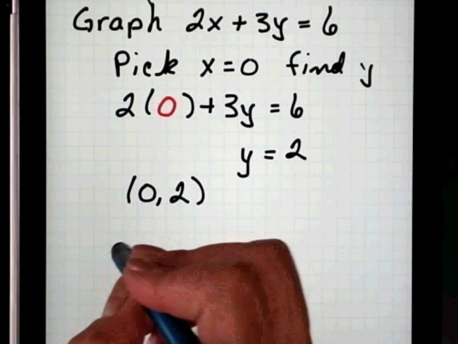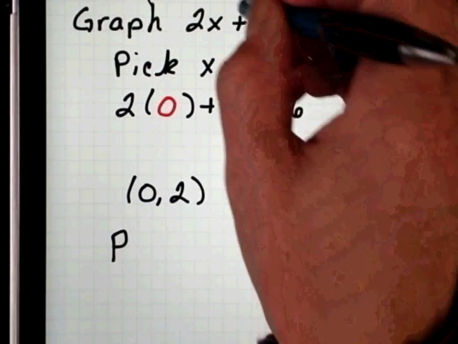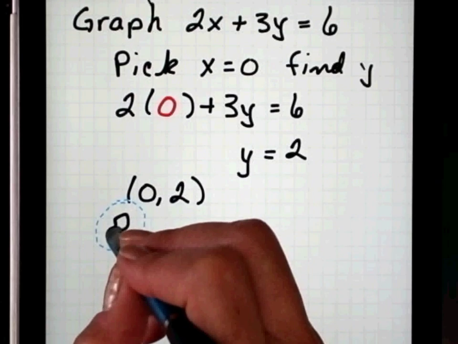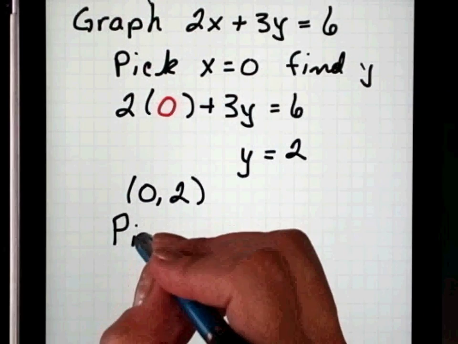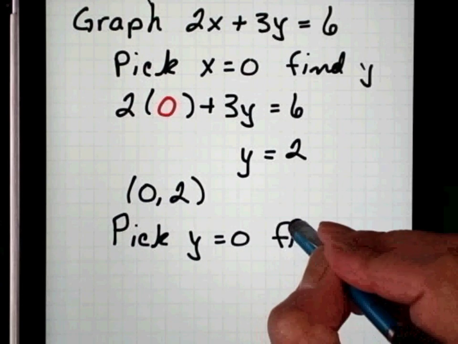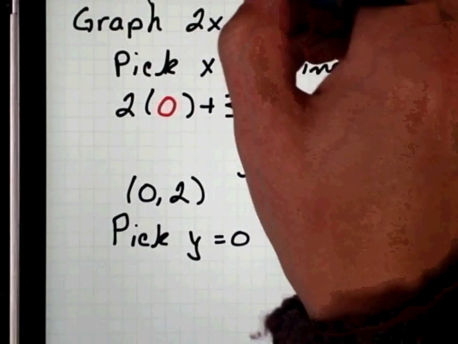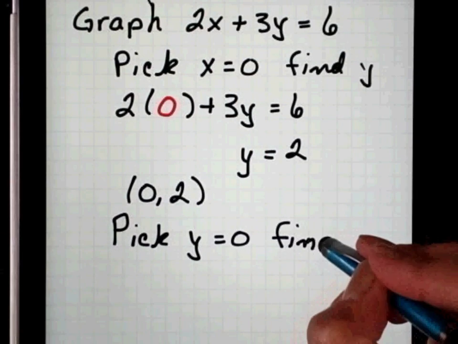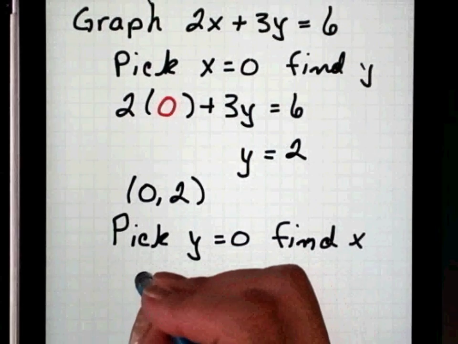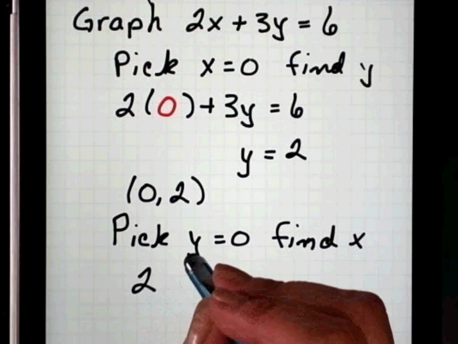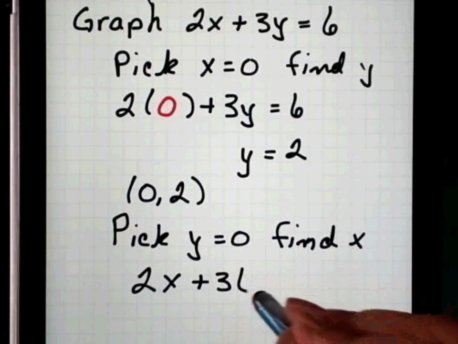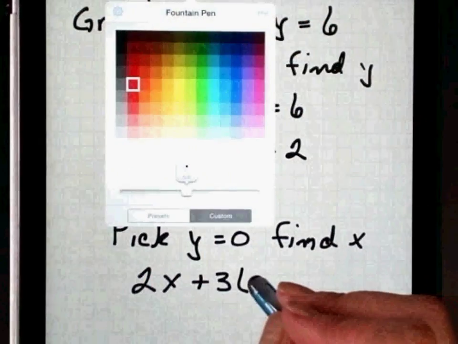Now let's find another one. Let's pick y = 0. And then we'll find x. Same equation, and now we write 2x + 3y, but we've said that y is 0.